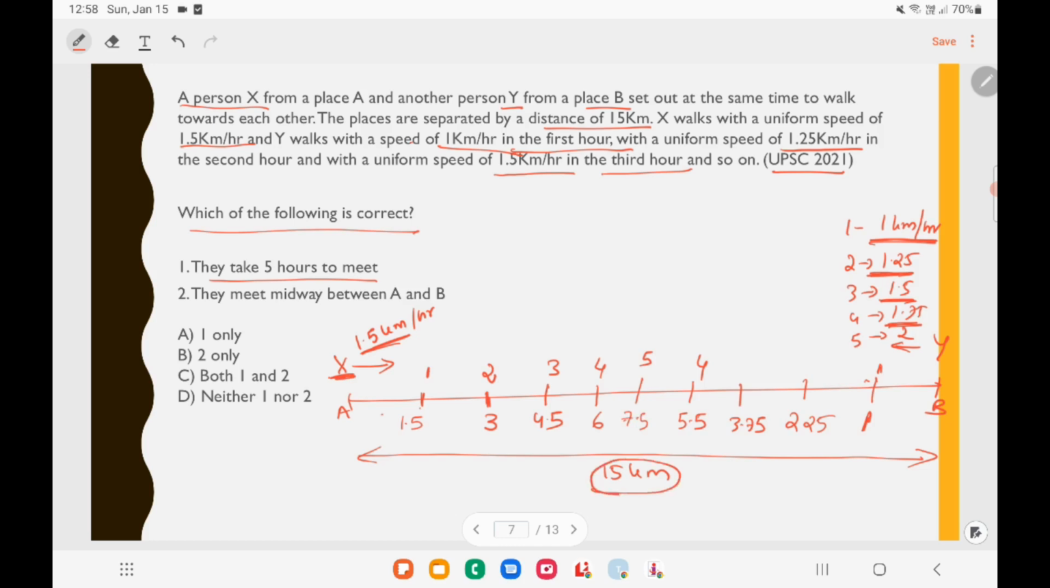Actually this is 15 kilometers, so 7.5 is half of 15, which means this is the middle point. So X reached the middle point, and Y travels 2 kilometers in the fifth hour, so 5.5 plus 2 is 7.5. It also reached the 7.5 kilometer mark. That means after 5 hours, both of them are at the center, right? That means they take 5 hours to meet, and they also meet midway. That means both 1 and 2 are the right answer.